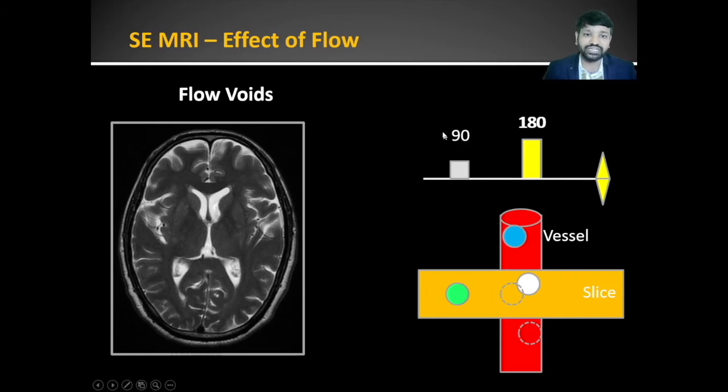Some protons got affected by only 90 and some protons got affected by only 180. So they will not give any signal. That is why moving protons will not give any signal on the spin echo sequences. That's why they are called flow voids or signal void.